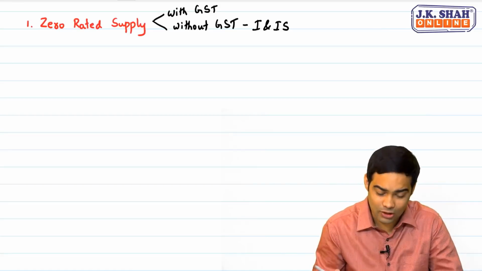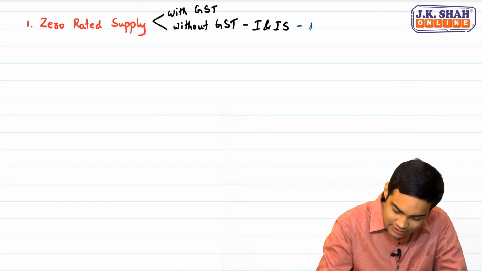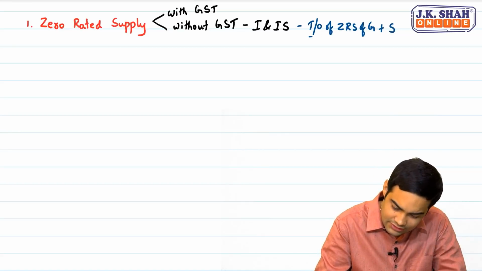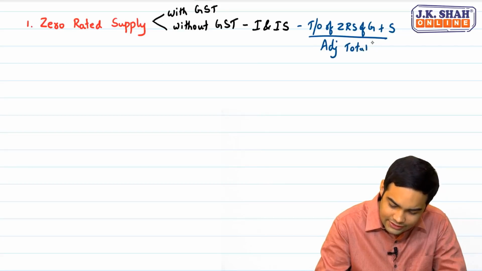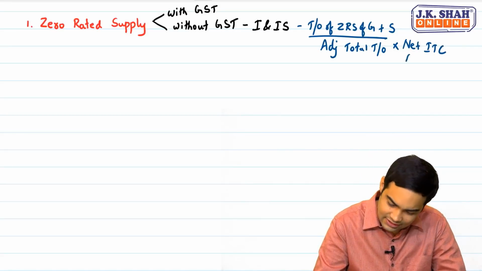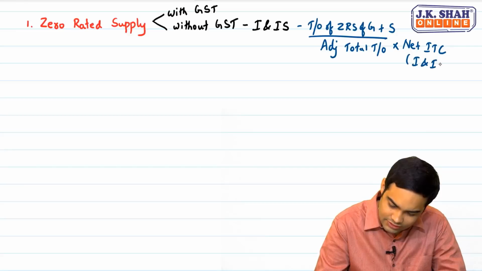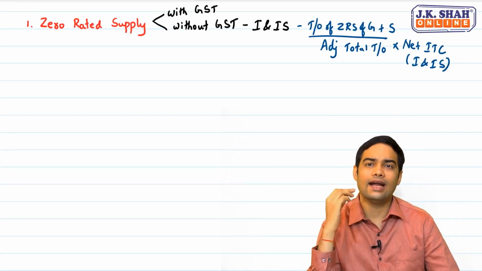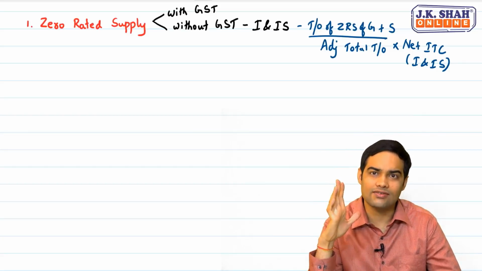And what's that formula? The formula is turnover of zero rated supply of goods plus turnover of zero rated supply of services divided by adjusted total turnover into net ITC. This is the formula. Now this net ITC covers only input and input services. And there are some exclusions as well. Net ITC is ITC taken on input and input services.